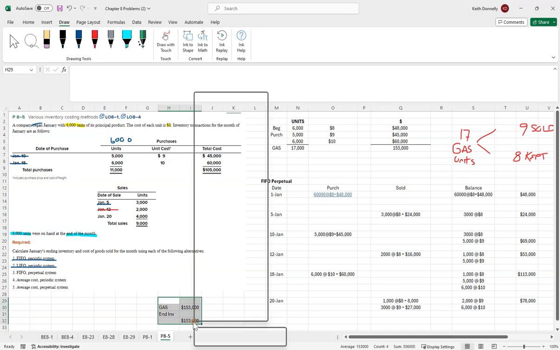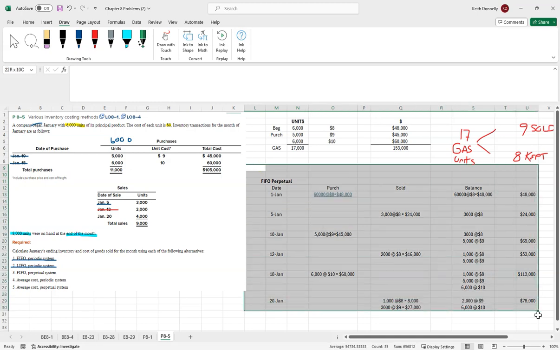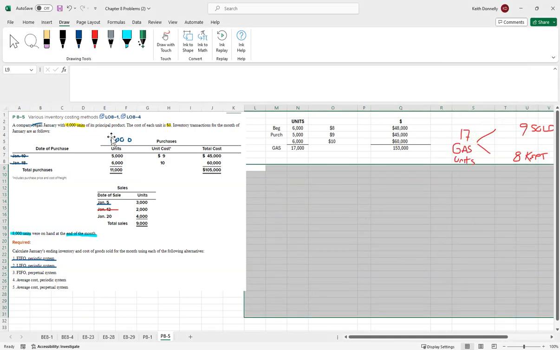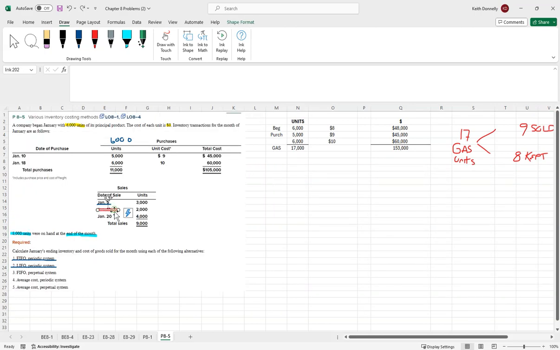So I've got to clear all of this. I've got to clear all of that. I'm going to delete this guy up here. Oh, nope, I don't want to do that. That is not good.